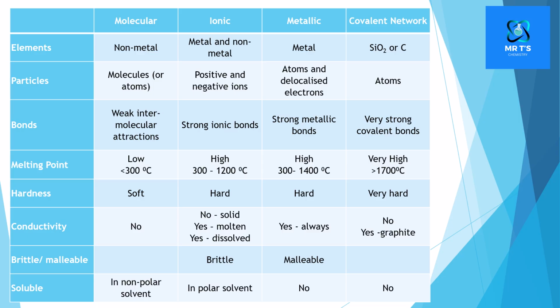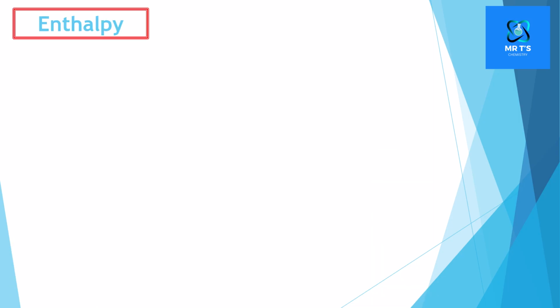Okay, when they talk about brittle and malleable, they're usually only talking about ionic and metallic because those are easy to explain. Soluble, they're mostly talking about molecular are soluble in non-polar solvents, and ionic are soluble in polar solvents. Metallic and covalent, not soluble in anything really.